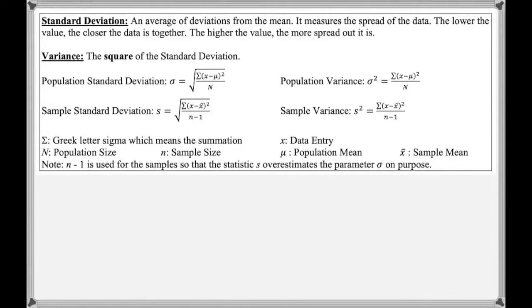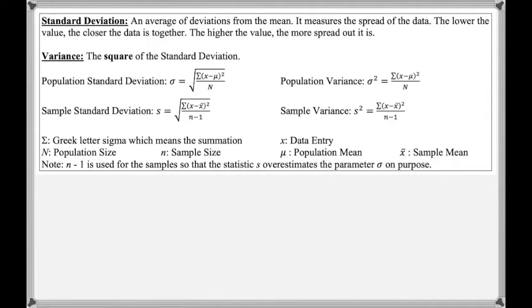Standard deviation is an average of deviations from the mean, and it measures the spread of the data. Now, the lower the value, the closer the data is together, and the higher the value, the more spread out it is. And I do have an example that shows this, but before we get to that, I want to talk about variance as well as the formulas for standard deviation and variance. So variance is the square of standard deviation.